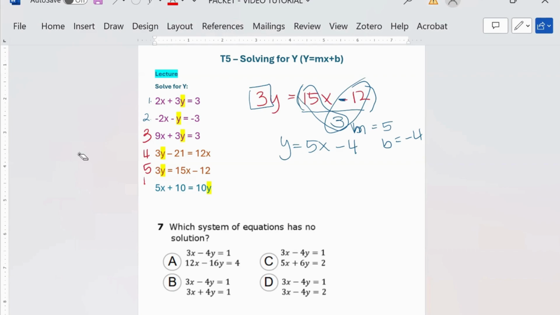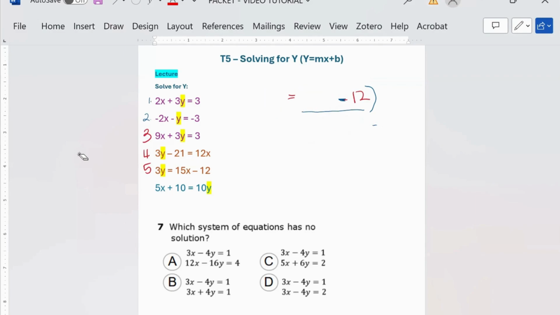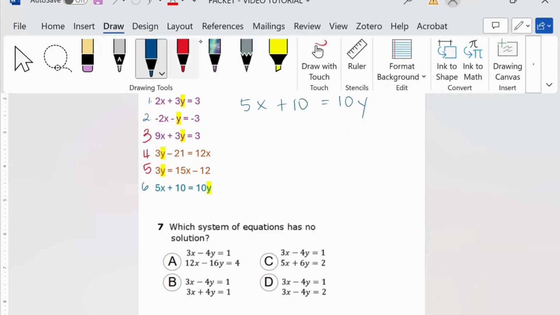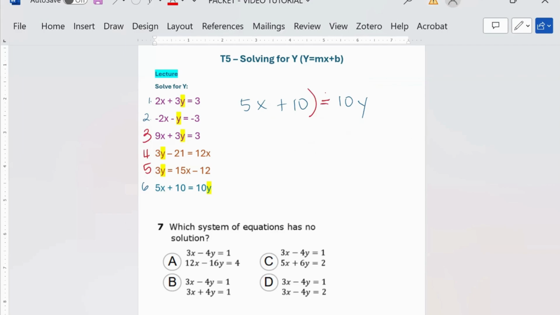Now the last problem here, which you might see also, is written differently. The y is on the right side, okay? So it's the same thing. So 5x plus 10 equals 10y. I'm going to do the same thing. I saw an equal sign here, so I'm going to put parentheses on both sides so I know that it's enclosed as a group.